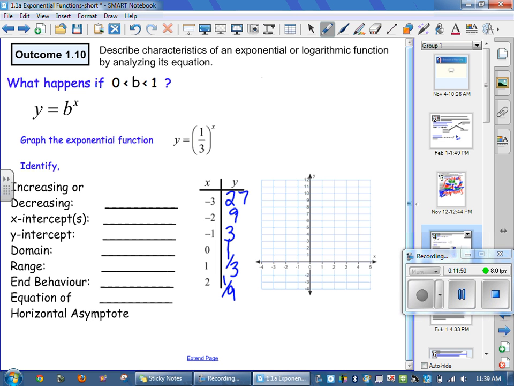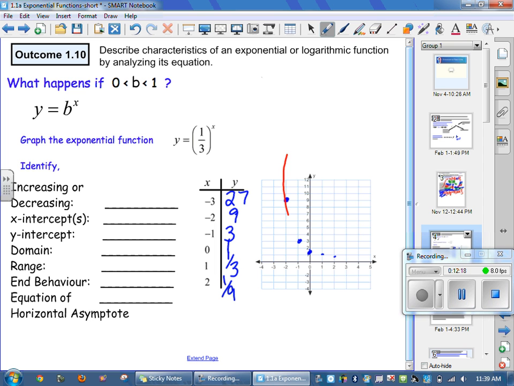So if I find negative 3, it's way up here at 27. It's way off my grid. I can't even find it on my grid. But I can find negative 2, 9. Negative 2, 9 is about there. Negative 1 and 3 is about here. Then I've got 0 and 1, my y-intercept. Then my next 3 numbers are down here. So I'm going to notice this graph now is starting up here and coming this way.